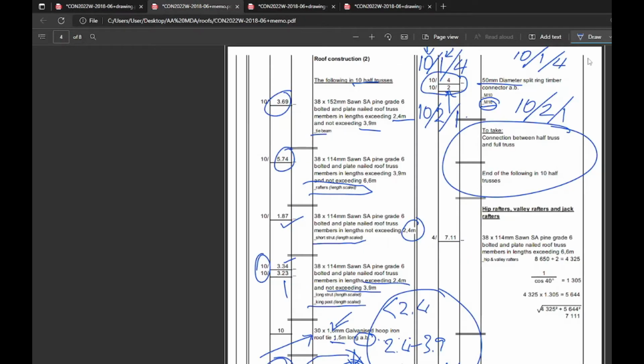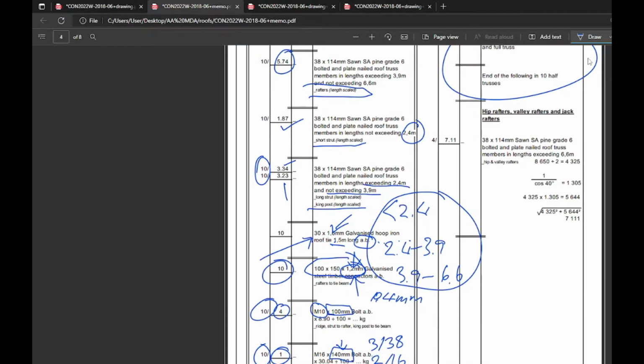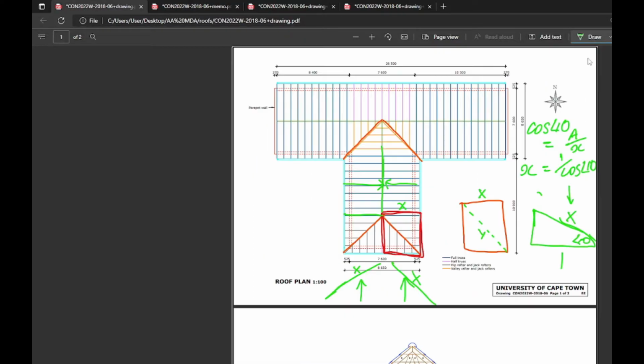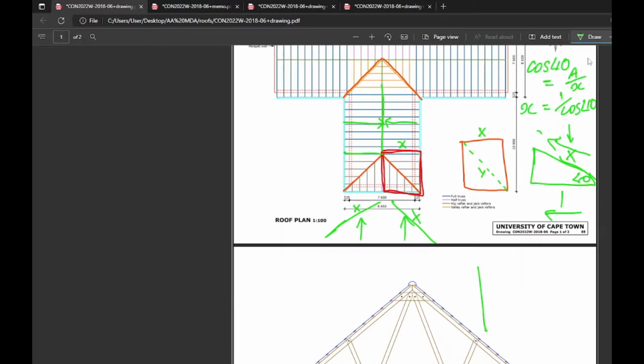And if we jump across to here, we'll see that this is a factor of 1.305 per meter, because 1 divided by cos 40, yes, it's exactly the same as what I've done. 1 divided by cos 40 gives us a factor, let's call it a ratio. For every 1 unit we travel this way, we're getting 1.305 units on the top.